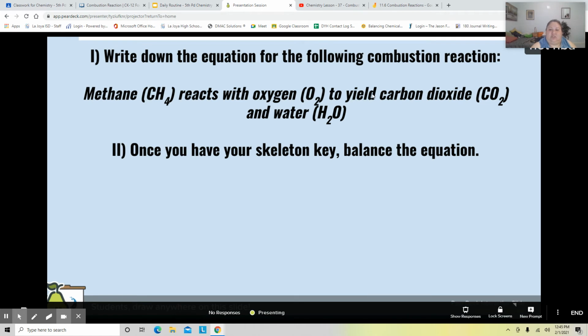methane reacts with oxygen to yield carbon dioxide and water. Write down the equation for the combustion reaction. So I need somebody here on pair deck to write the reaction that they're talking about here. And they give you the formula, so they made your life easy. All you need to do is put them in the correct place. So use the space below and write this reaction where methane reacts with oxygen to yield carbon dioxide and water.